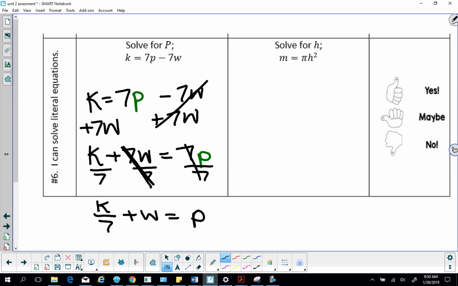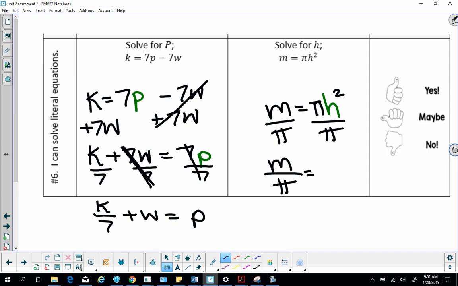Cool. Last one, M equals pi h squared. So first I need to get rid of that pi that's being multiplied. So what's the opposite of multiplication? Yep, I'm going to divide pi on both sides. So I end up with M over pi equals h squared. Then how do I get rid of the square? Square root. So here's my answer right here.